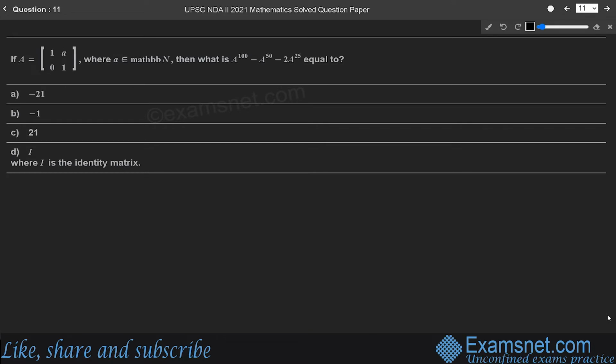Next question is, if matrix A is equal to [1 0; A 1], where A belongs to N, then what is the value of A to the power 100 minus A to the power 50 minus 2 into A to the power 25 equals to?